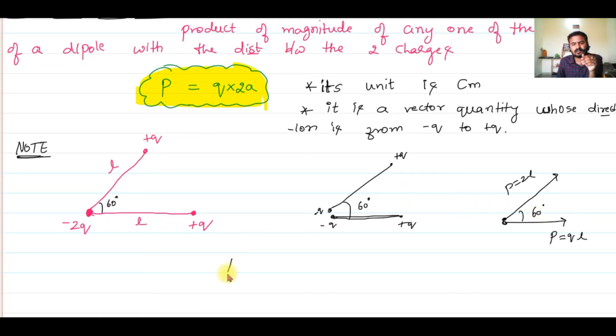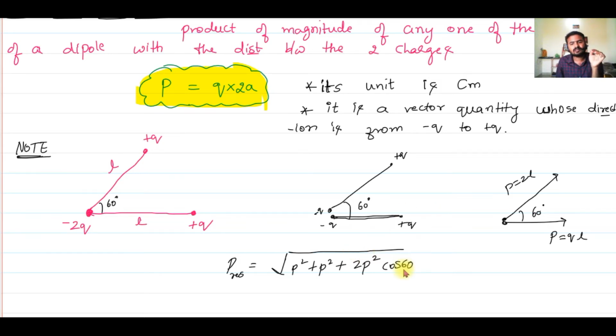How do you find the resultant? The resultant dipole moment will be root of p square plus p square plus 2p into p, that is p square, cos 60. Hope you remember the formula to find the resultant from the vectors chapter in 11th standard. Using the parallelogram law of vector addition, you would have found the resultant of two vectors: root of p square plus q square plus 2pq cos theta, or root of a square plus b square plus 2ab cos theta. The same thing we are making use of here.